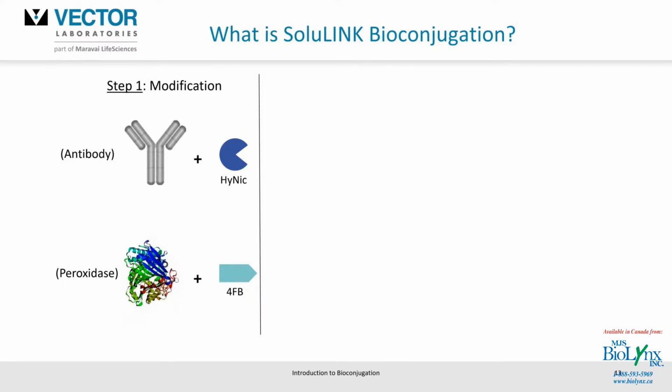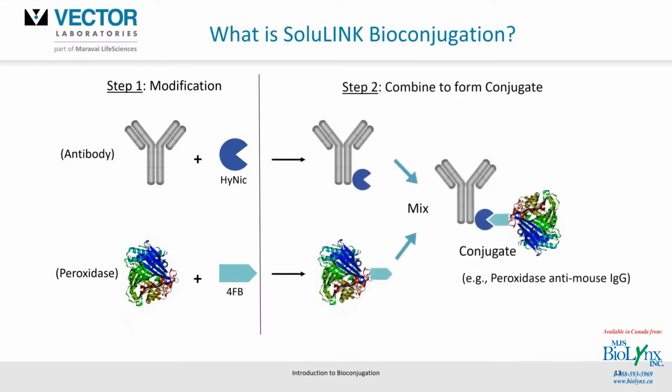Once they're performed, you mix them together, and given the high affinity of the HyNic for the 4FB, that linkage gives you essentially this bioconjugate. Peroxidase anti-mouse, I just made that up. It could be anything you want. It could be a primary antibody or a secondary antibody, but the idea is that you've got a peroxidase-conjugated antibody. The nuts and bolts, the heart of the Solulink bioconjugation chemistry, is the use of this HyNic and 4FB molecule to link together and form these bioconjugates.